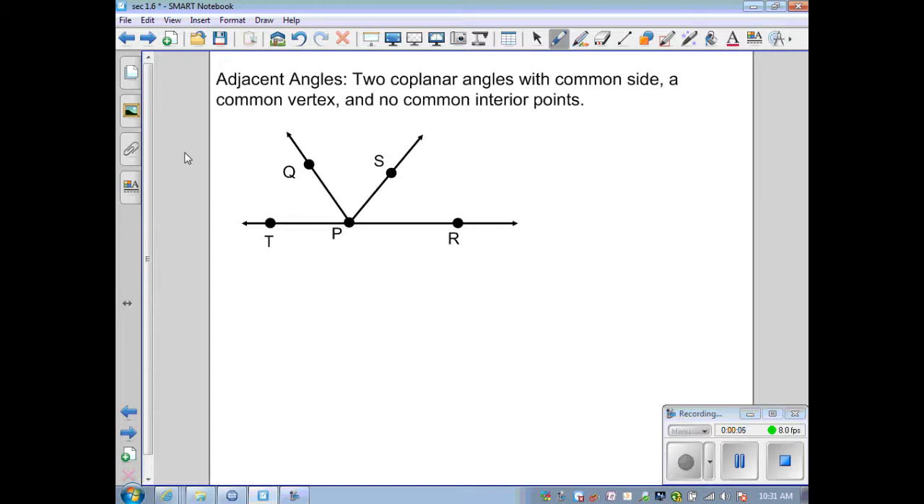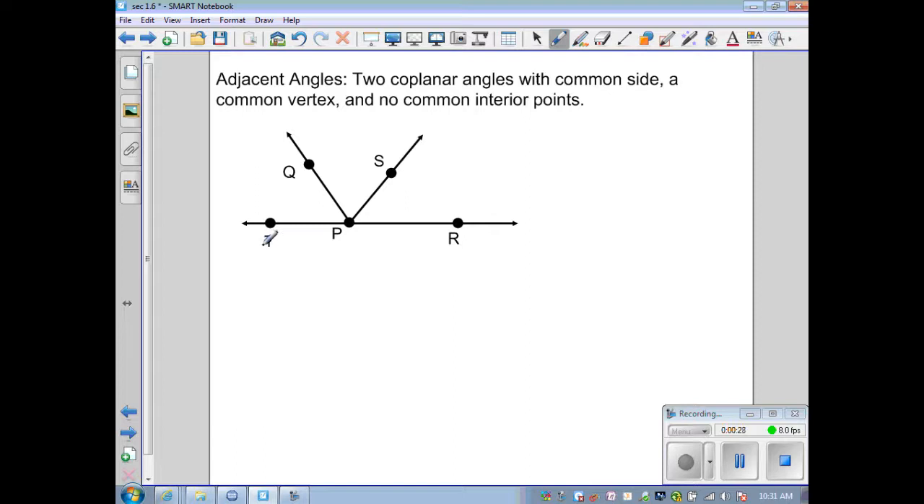Let's continue with section 1.6. Adjacent angles. Adjacent angles are two coplanar angles with a common side, a common vertex, and no common interior points. Let's use this diagram to show some examples.